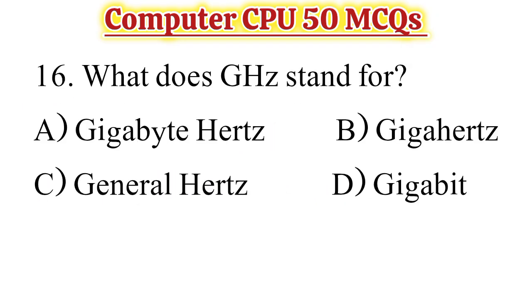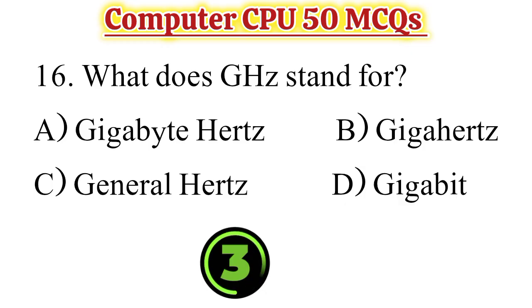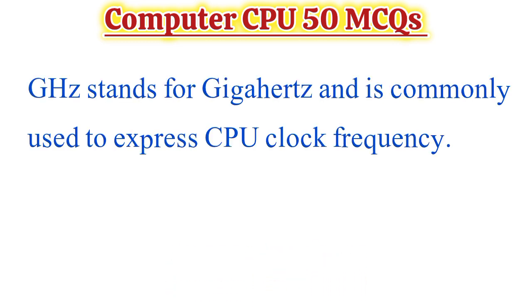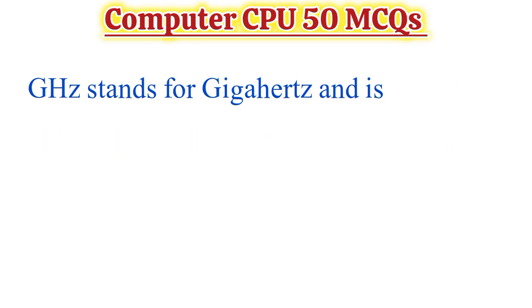16. What does gigahertz stand for? A. Gigabyte hertz. B. Gigahertz. C. General hertz. D. Gigabit. Answer: Gigahertz. Gigahertz stands for gigahertz and is commonly used to express CPU clock frequency.